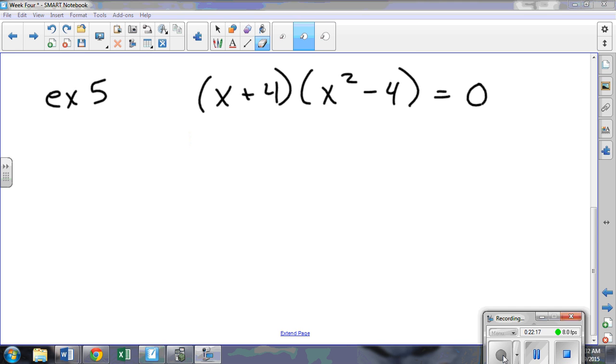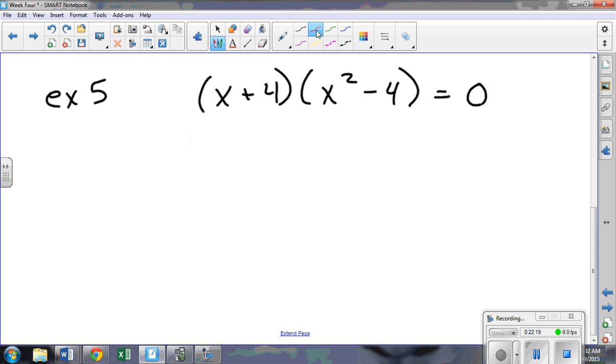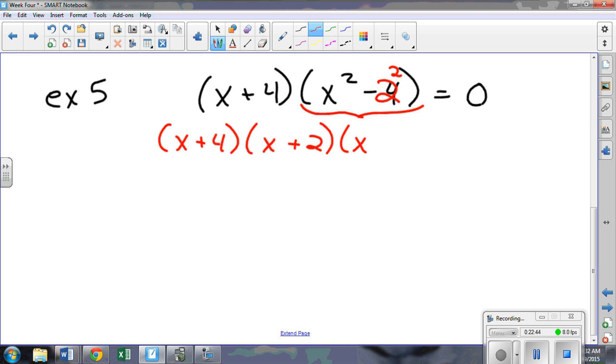I would like to note though, we could have factored this more. One of the expectations for this problem is that you would recognize the difference of squares, x squared minus 2 squared. And therefore, that's a piece that we could split up with the difference of squares formula. As Ryan noted, x plus 2, x minus 2. And so we have this completely factored.